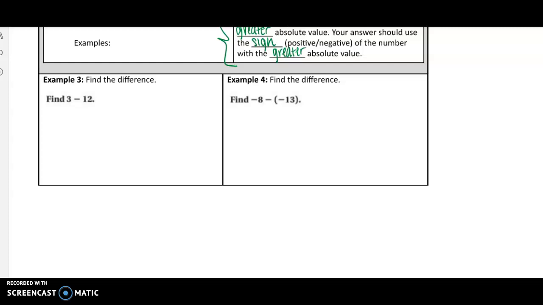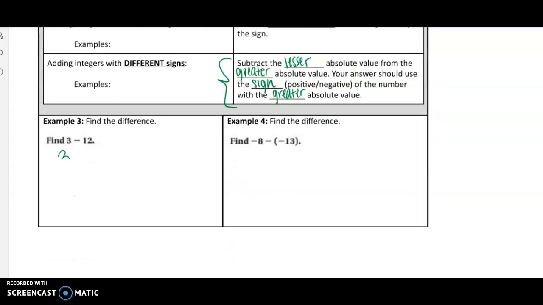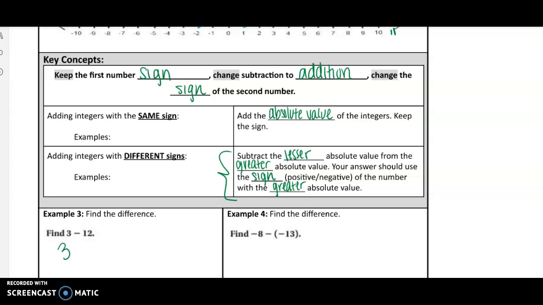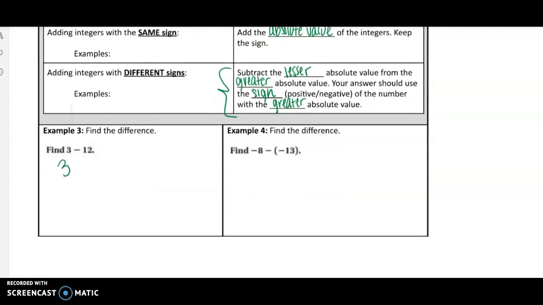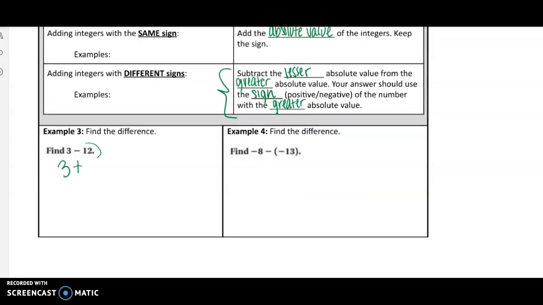First, like it says, keep the sign of our first number. Our 3 was positive. Then change subtraction to addition, so this is now an addition sign. Then we change the sign of the second number, so we do the opposite of 12. The opposite of positive 12 is negative 12. Now we can use our addition rules.